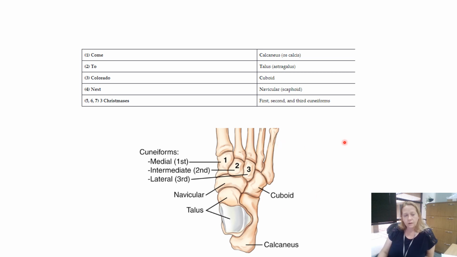So again, right. Here's the cuneiforms. We have medial, intermediate, and lateral. I think I said proximal and distal. I was wrong. So here is the medial, intermediate, and lateral cuneiforms. We have the cuboid, the navicular, the talus, and the calcaneus.